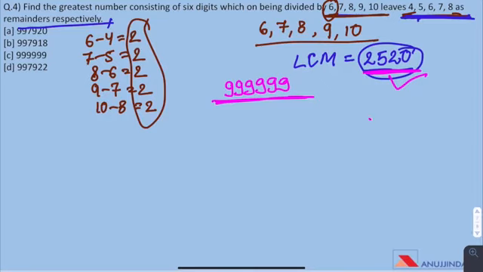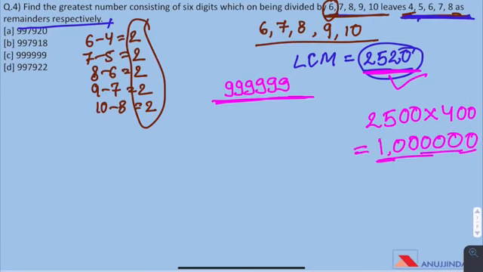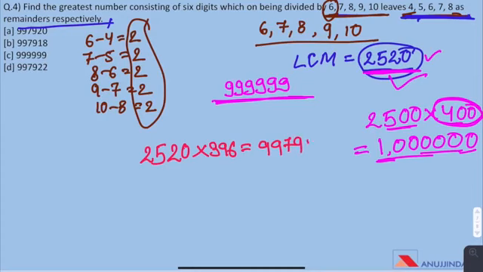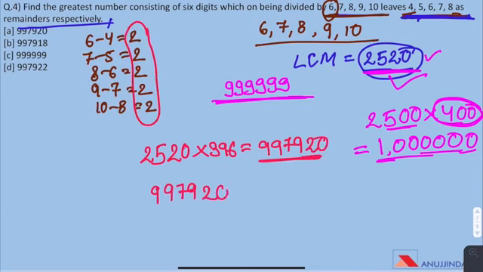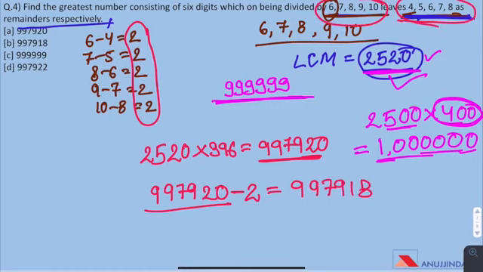Greatest possible 6-digit number is, and we have to find a number which is divisible by 2520. So just for an idea, we see if we multiply 2500 by 400, we get 1,000,000, so we know that we have to multiply 2520 by a number somewhere around 400. Hence we get 2520 times 396 equals 997920. And as I have told you earlier, you have to minus 2 from the greatest 6-digit number which is divisible by 2520 to get a number which gives these remainders when divided by these numbers respectively.